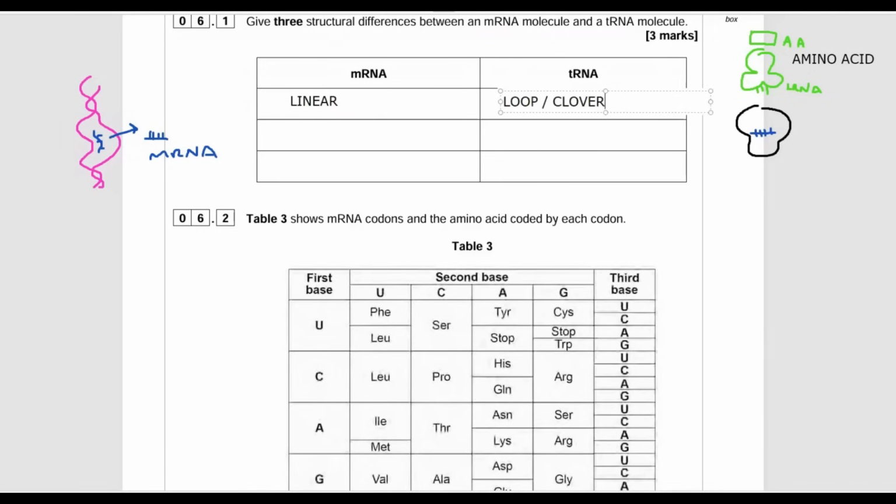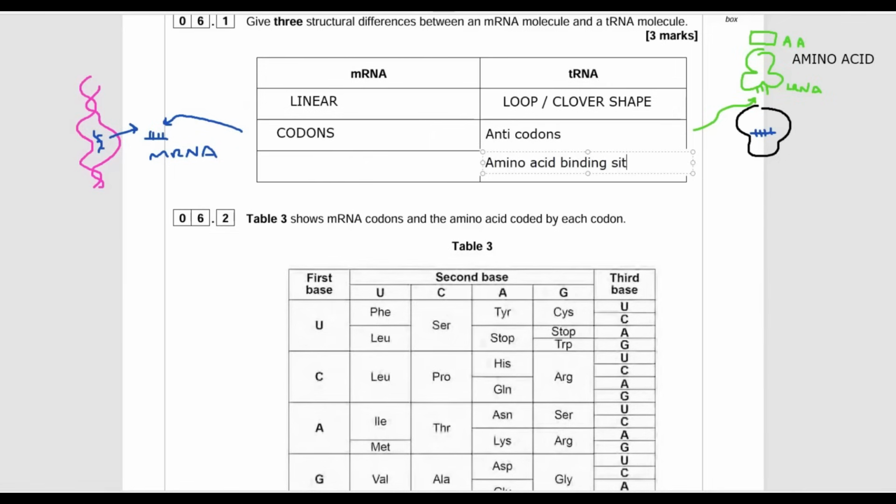So first of all, dealing with the shape, if we look at the blue mRNA on the left, it's linear, meaning it's just basically a straight piece. They're not joined at the ends. But if we look at the tRNA, it's clover shaped, a loop joined at the ends, the green one there. Also, mRNA has codons, the nucleotide sequence, which is joined by complementary base pairing to the anticodons on the tRNA. So mRNA has codons, tRNA has anticodons. And the tRNA has an amino acid binding site, whereas the mRNA has no amino acids attached.